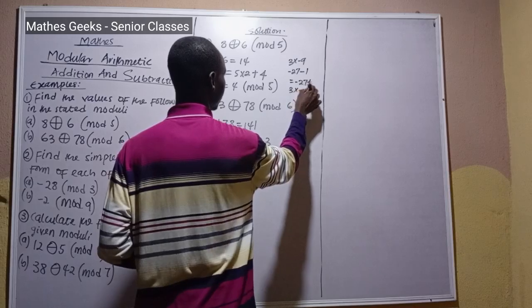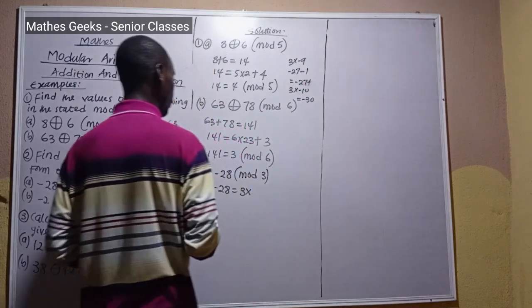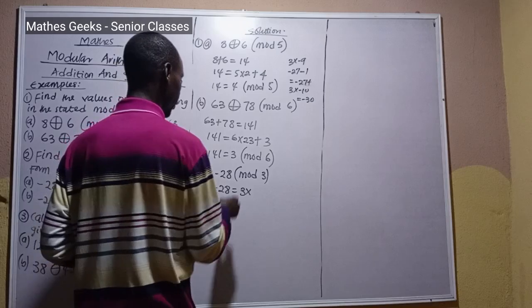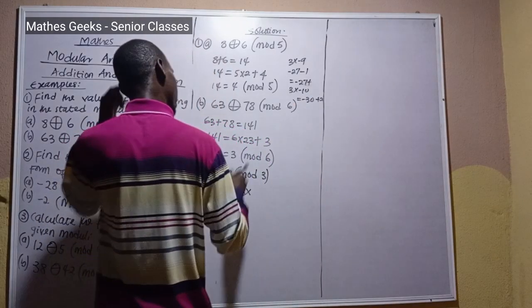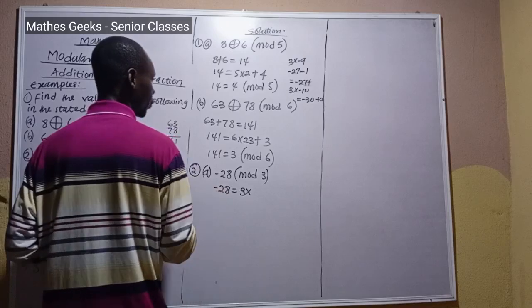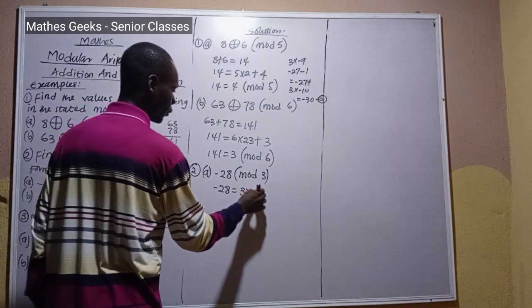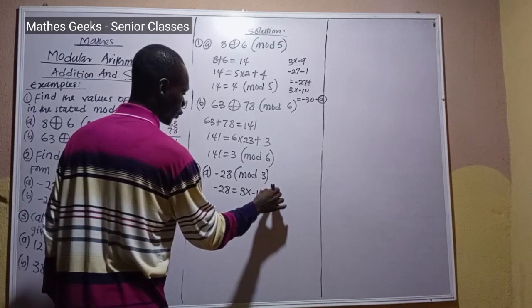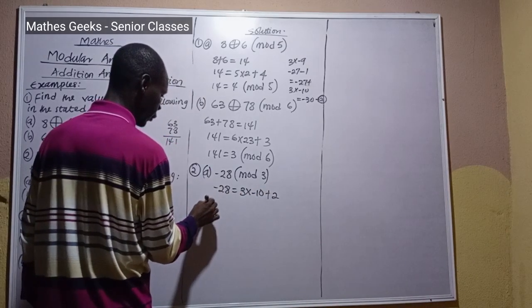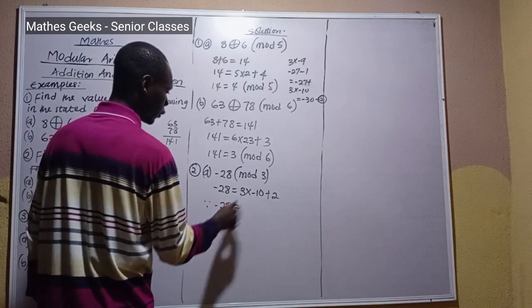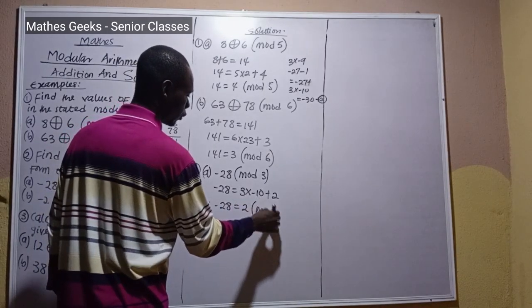3 times minus 10. That will give us minus 30. So what would you add to minus 30 to give us minus 28? That will give us plus 2. So minus 30 plus 2 will give us minus 28. So 2 is now the remainder. So 3 times minus 10 plus 2. And this will give us, therefore, minus 28 is equal to 2 in mod 3.